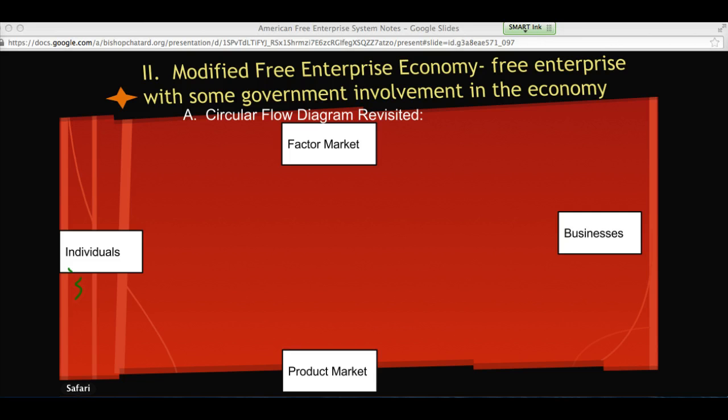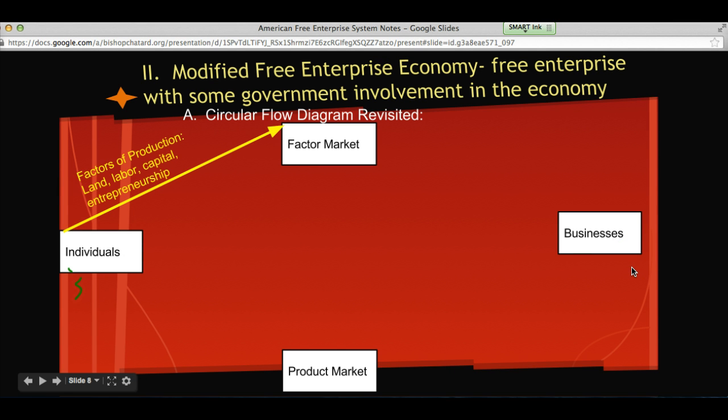Factors of production. So we start with the individuals, and the individuals are going to be owning the factors of production: the land, the labor, the capital, the entrepreneurship. Right? They bring it to the factor market. Remember, the factor market was where factors of production are bought and sold. Factor is in the word, in the phrase. So what is the factor market going to do with all these factors of production?